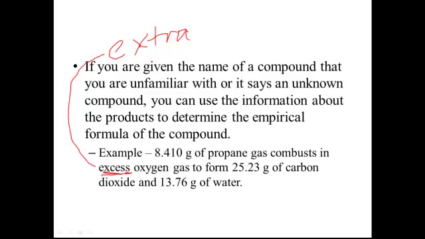But when you think about a chemical reaction, when you run out of one of the reactants, the reaction stops. So the reason that we say 8.410 grams of propane gas combusts in excess oxygen is basically all that we're telling you is that there's extra oxygen left over, that the oxygen is not going to run out, that this reaction is going to stop when this amount of propane is all used up. Okay, so we've got 8.410 grams of propane, which we don't know the formula of. It's going to combust in oxygen, and it's going to make some carbon dioxide and some water.